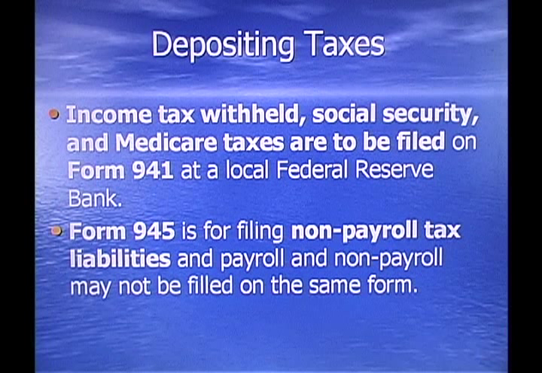Depositing taxes. Income tax withheld, Social Security, and Medicare taxes are to be filed on Form 941 at a local Federal Reserve bank or depository. Form 945 is for filing non-payroll tax liabilities, and payroll and non-payroll may not be filed on the same form. So 945 is for non-payroll tax liabilities. 941 is for payroll tax liabilities. Cannot put them together.